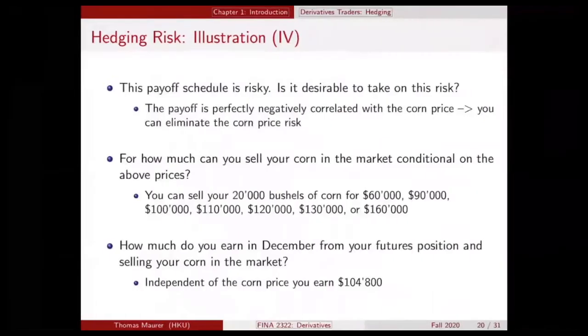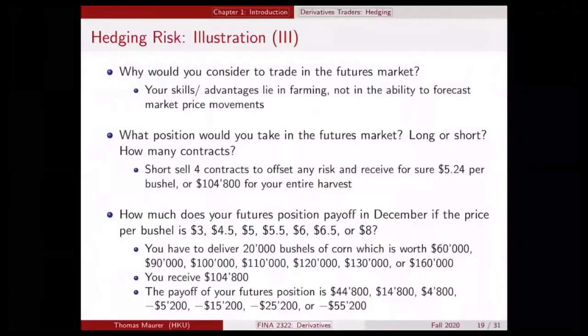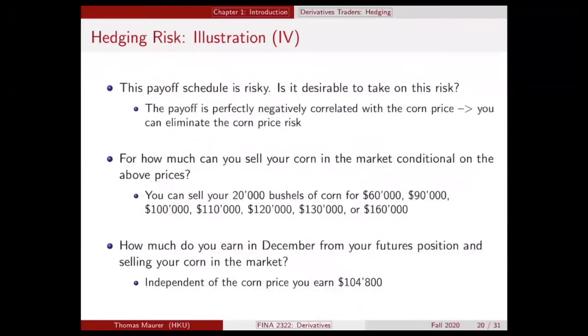So for the case of $8, selling corn in the local market yields $160,000, but we knew that through the Chicago Mercantile Exchange, we lost $55,200. Again, adding both up will yield an overall payoff of $104,800. So what do we see here? Combining futures payoffs with the actual payoffs from selling the physical corn in the local market will always add up exactly to the same payoff of $104,800. And that's exactly the beauty about this hedging example.